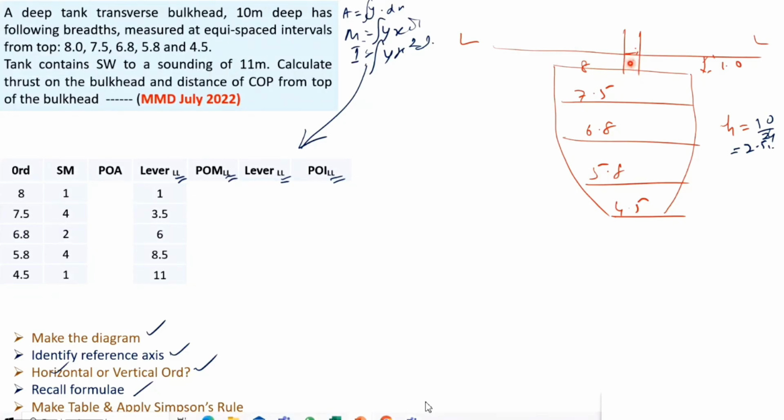Where is the geometric center of 7.5 ordinate? It's here. What is the distance? 1 plus 2.5, because common interval is 2.5. Yes or no? Yes, sir. Then 6.8. Another 2.5 gets added like this. Now have you understood how levers are obtained? Clear, sir. Thank you, sir.